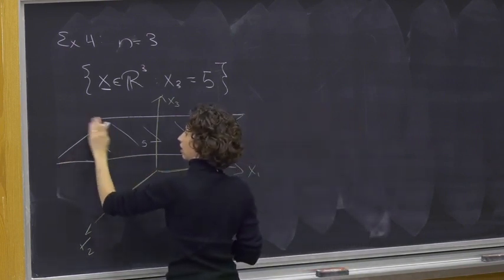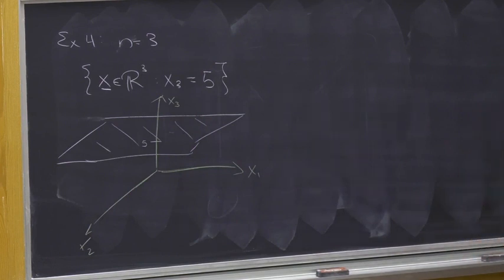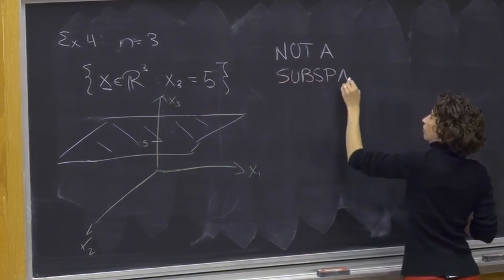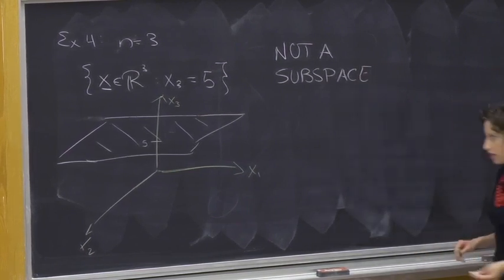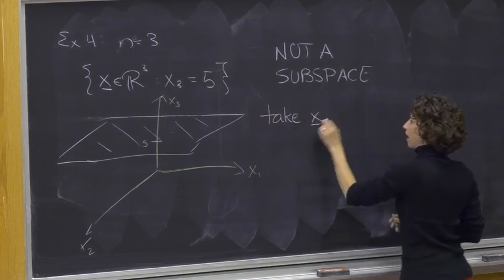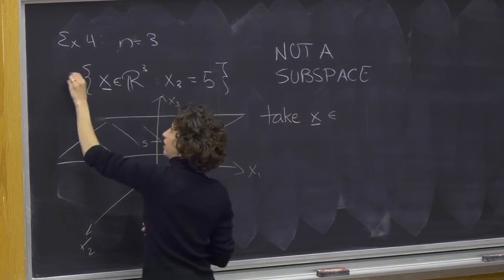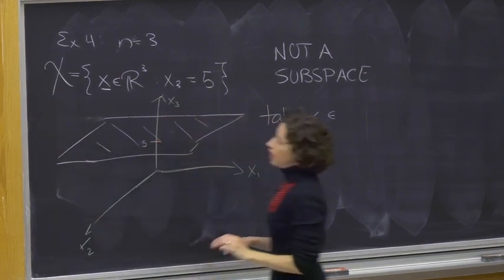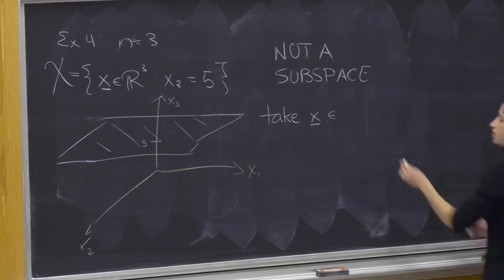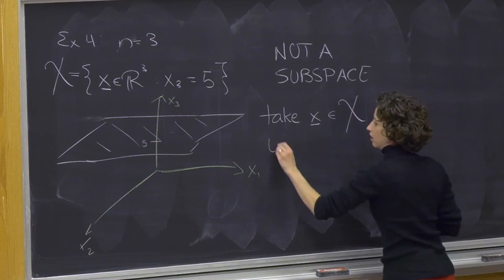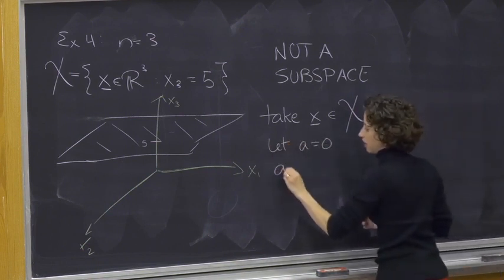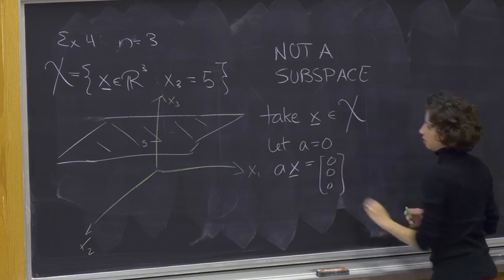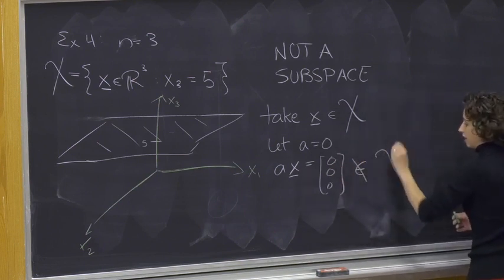Is it a subspace? No. Okay, why is it not a subspace? Right, exactly. So what was said is take some x that's inside this set. Let's call this set just curly x, not s, because it's not a subspace. So now let's take some point x in that set and let a be equal to 0. So now we can say, what is a times x? Well, that's going to be just a vector of zeros, right? But that vector of zeros is not inside this set curly x.